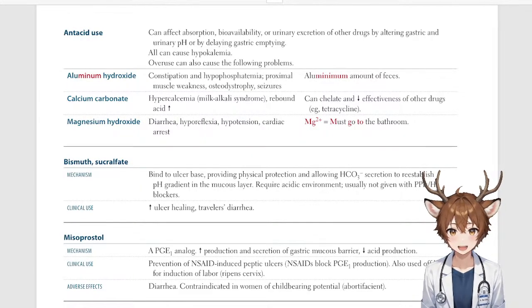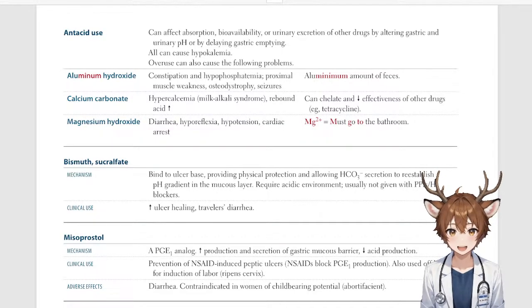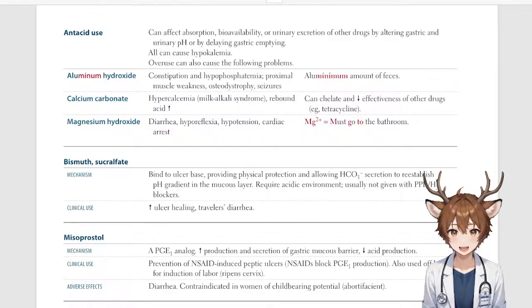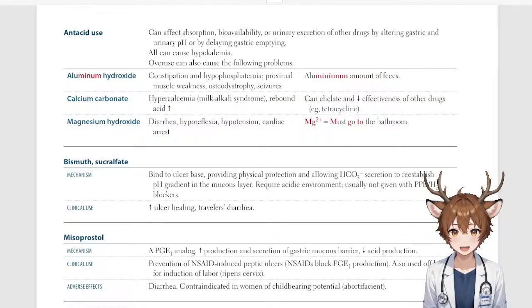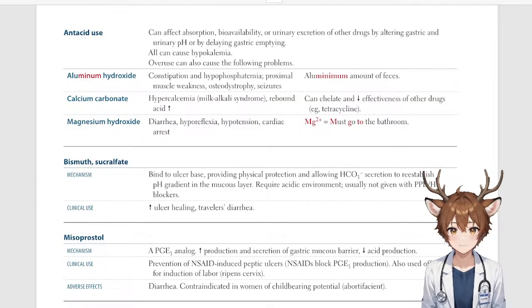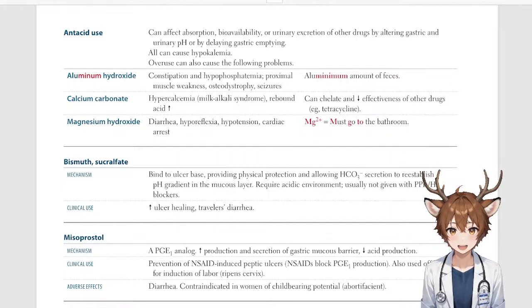What about bismuth sulfate? Bismuth sulfate mechanism: binds to the ulcer base, providing physical protection and allowing for bicarb secretion to reestablish pH gradient in the mucus layer. Requires acidic environment, not given with PPI/H2 blockers. Clinical use is for increasing ulcer healing. Traveler's diarrhea, bismuth. Bismuth also used in quadruple therapy for H. pylori.